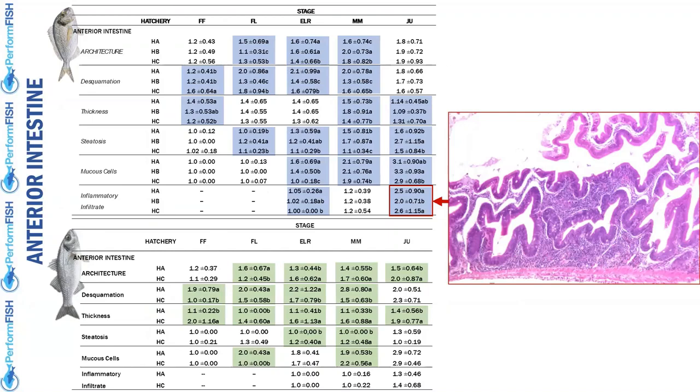For what concerns the anterior intestine, the most interesting data concern gilthead sea bream, and in particular the presence of inflammatory infiltrates in the lamina propria, mainly lymphocytes, as you can see in this image. Probably this inflammatory pattern has a nutritional derivation, maybe attributable to plant sources of protein or oils used in the artificial diet.